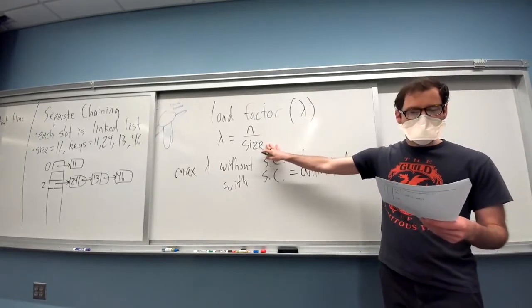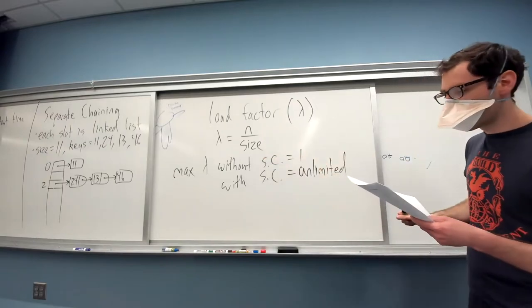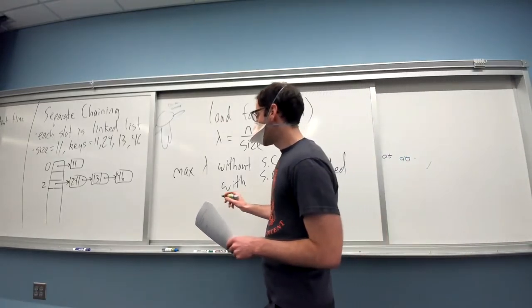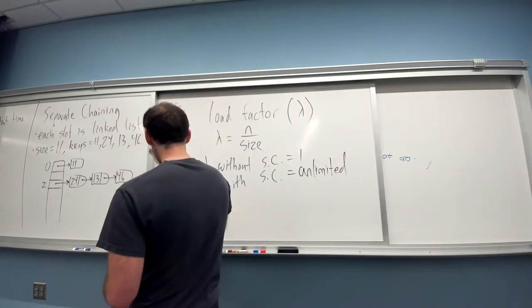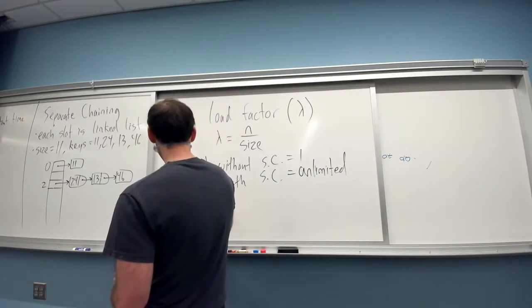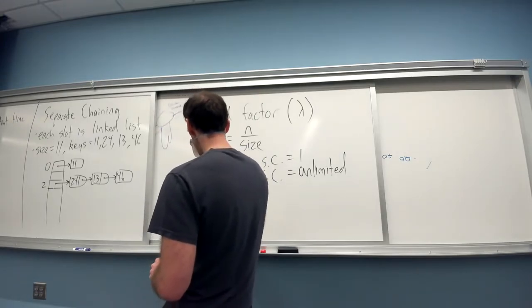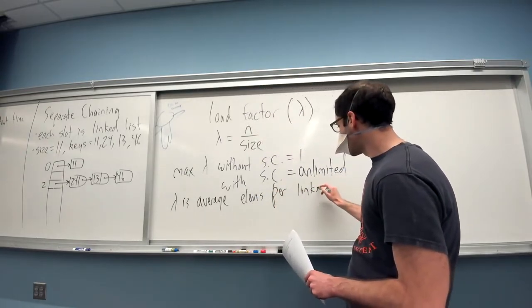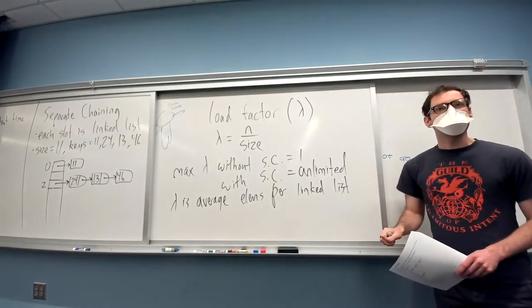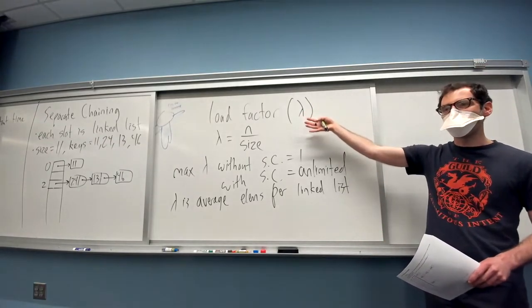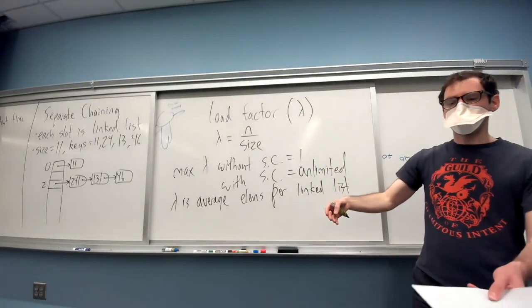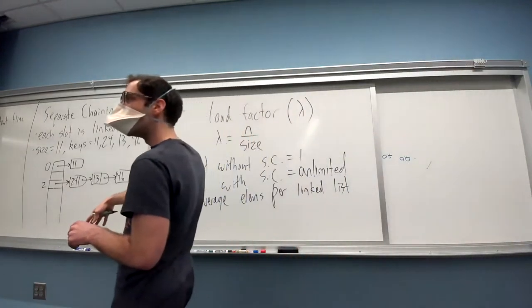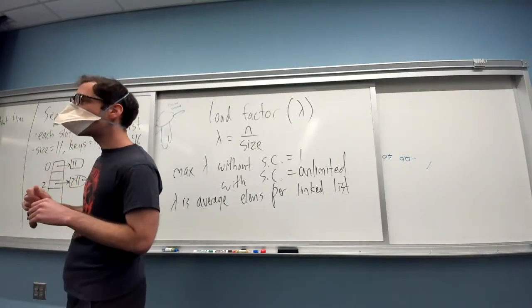One reason we care about this load factor is another way to think about it: when we have separate chaining, our load factor is the average number of things in each of our linked lists. Because we're adding up how many things there are across all our linked lists and dividing it by the number of lists. That's going to tell us the average number of things in each list.